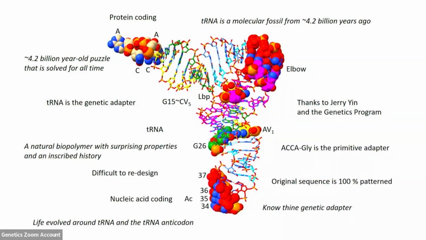Okay, so ACCA gly is the primitive adapter. It gets attached to various RNAs, including tRNA, as I'll describe. And the elbow, that's where the D loop interacts with the T loop. So, describe this in some detail.